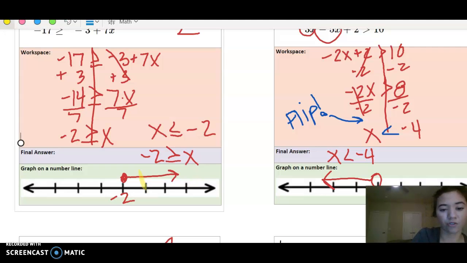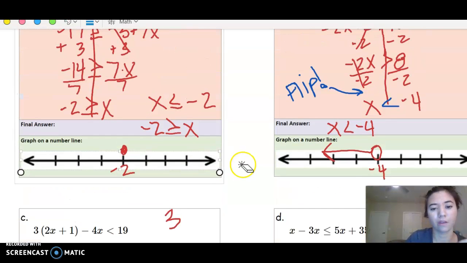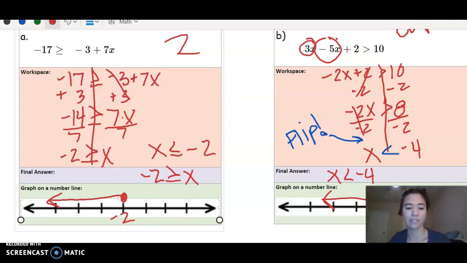That means I drew my line wrong. All right. Cool. X is less than negative 2. All of the lesser numbers are to the left.